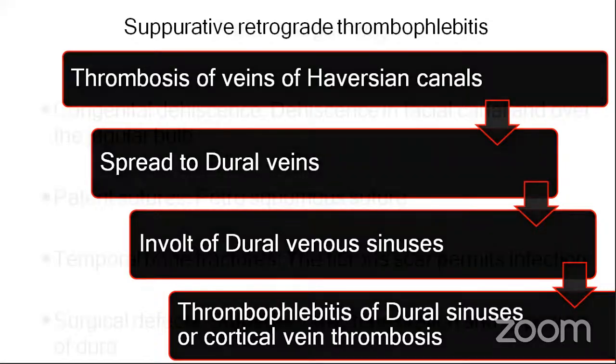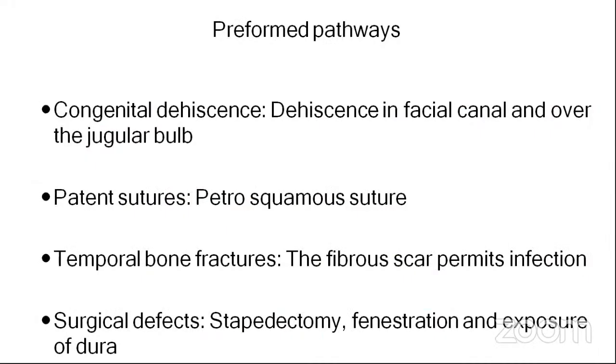So the preformed pathways that we know are congenital dehiscence, like dehiscence in the facial canal or over the jugular bulb, or it can be patent sutures like the petrosquamous suture, or it could be temporal bone fractures, like the fibrous scar that permits the infection post temporal bone fracture, or it could be a surgical defect that was caused by stapedectomy or a fenestration and exposure of the dura.